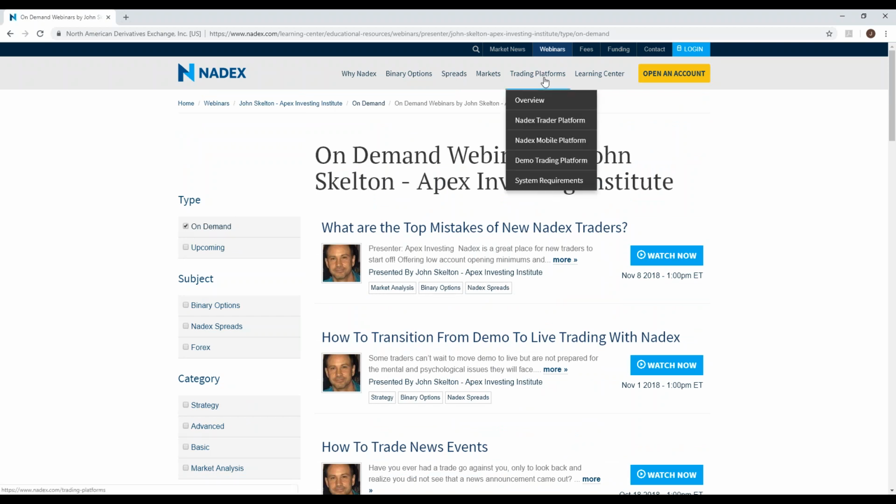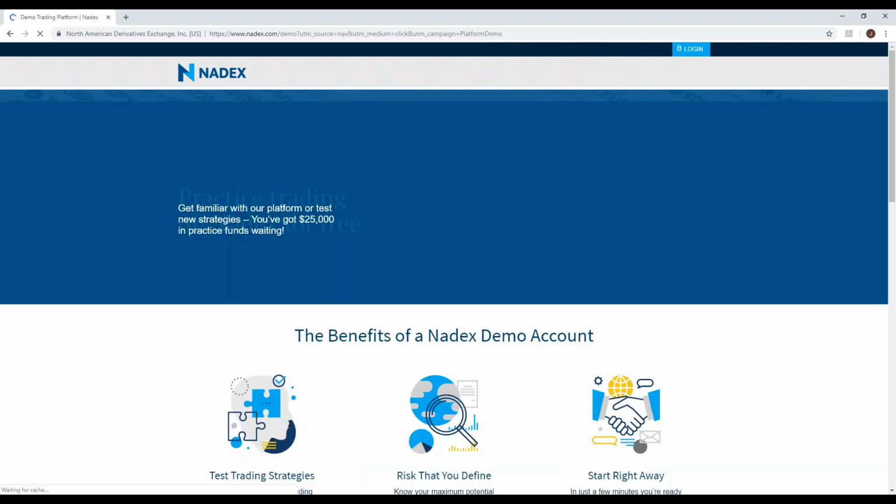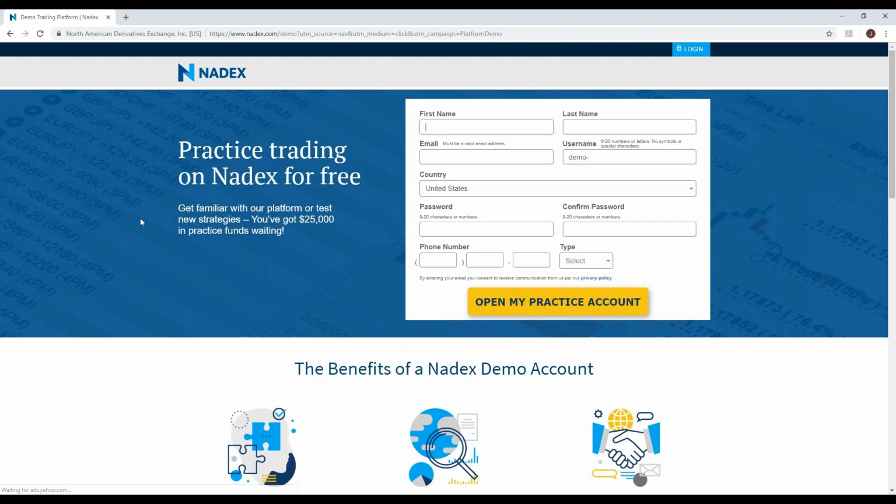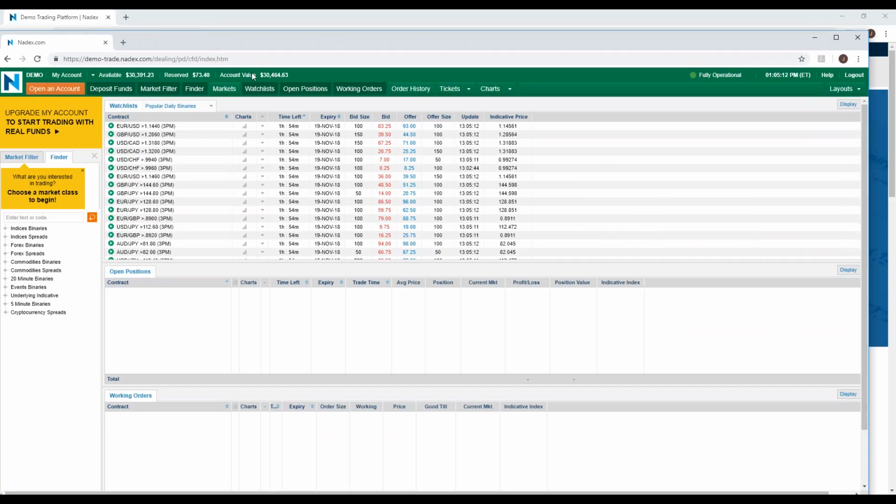there. Here under trading platforms, I want to bring your attention right here to demo trading platform. If you don't have one of these, get one right now. Nadex will give you a free $25,000 demo account. All right, you just fill out some quick information and hit open, and you'll be able to log right into the Nadex demo.